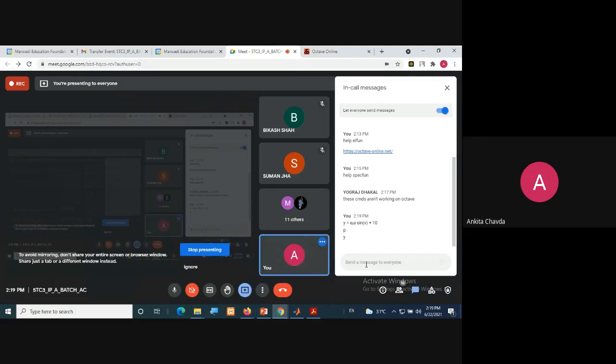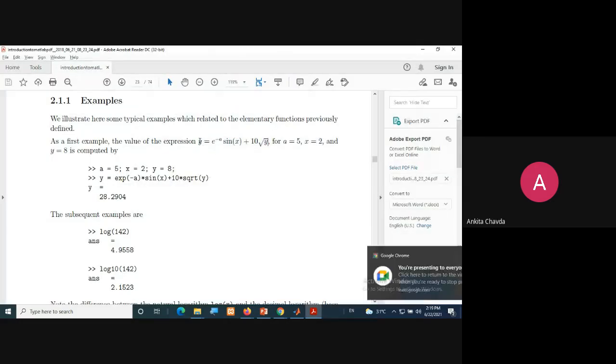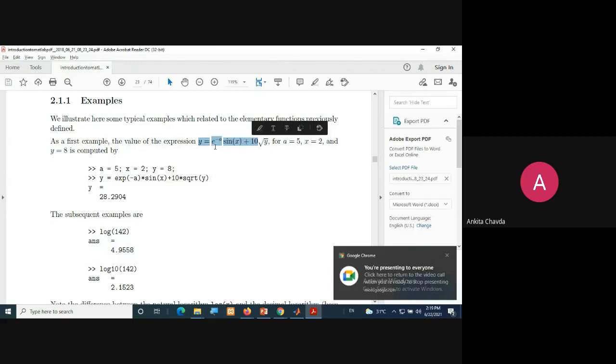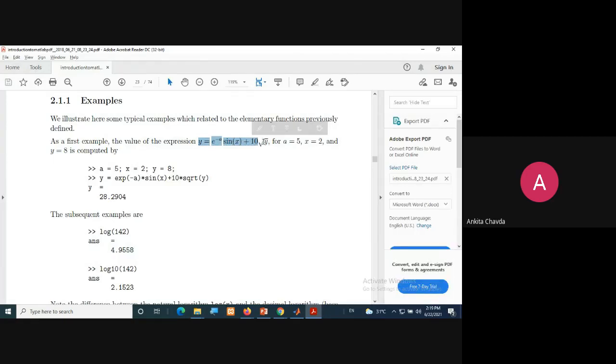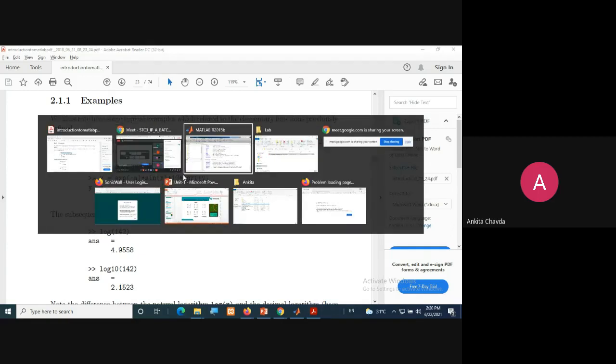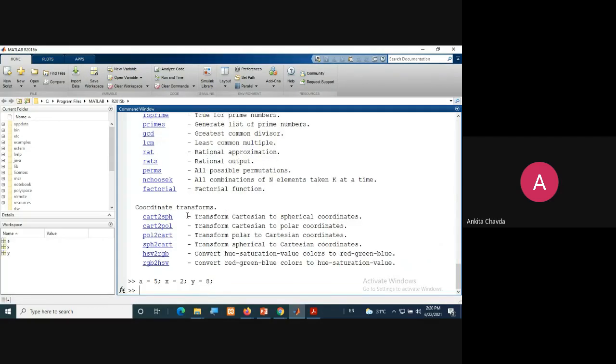Okay, I cannot type this here. Wait. You can see directly here y equals e raised to minus a into sine x plus 10 under root y. This is the expression given, and for that the values are given: a equals 5, x equals 2, and y equals 8. Now, when you need to compute, first you give these values. You write that first, so you will have these values a, x, and y.